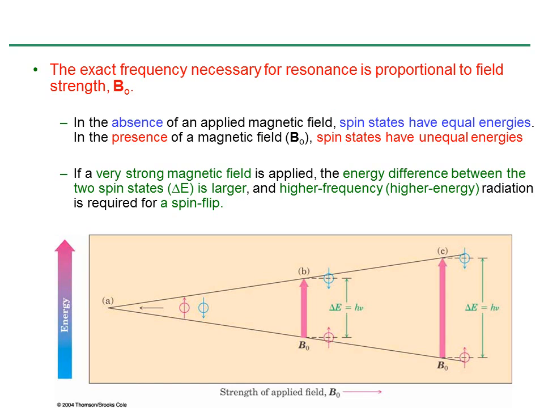In the absence of an applied magnetic field, spin states have equal energy, while in the presence of a magnetic field, spin states have unequal energy. If a very strong magnetic field is applied, the energy difference between the two spin states, delta E, is larger, and higher frequency radiation is required for spin flip, as shown in the following figure.